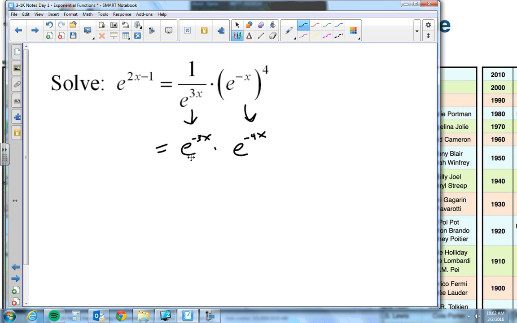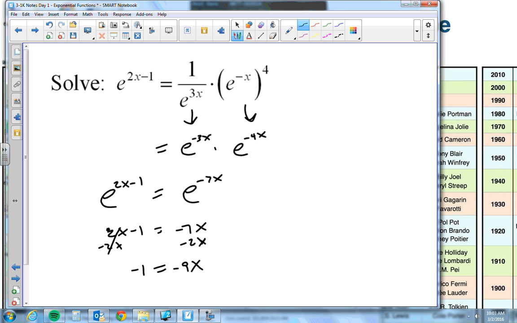Now you can combine these. You get e to the power of what? You add exponents, so yes. What you said. And now you're golden. Because now you can just set the exponents equal. And then I'm going to just subtract 2x from both sides. So it zeroes out there. So you get negative 1 there. Negative 9x. Divide by negative 9, you get a ninth. And we're good. Okay? So like I said, really not that horrible.